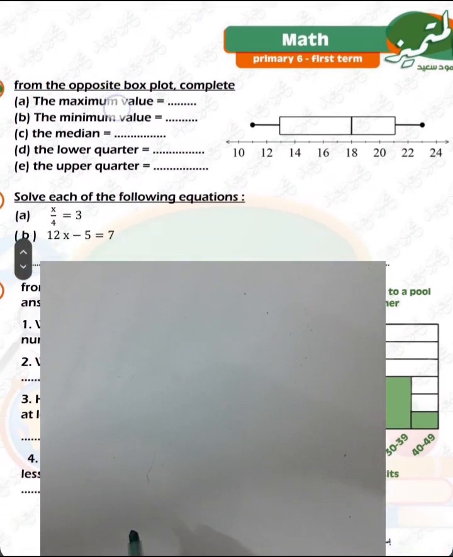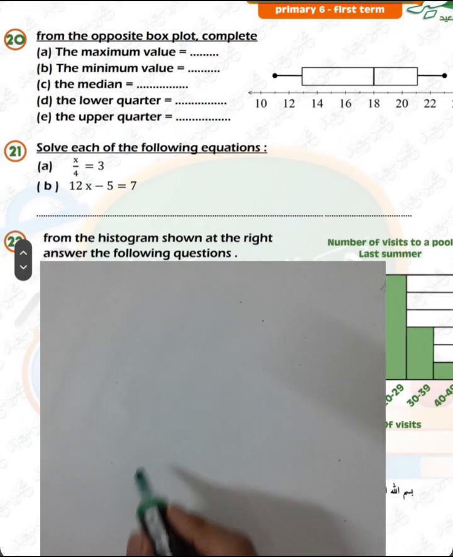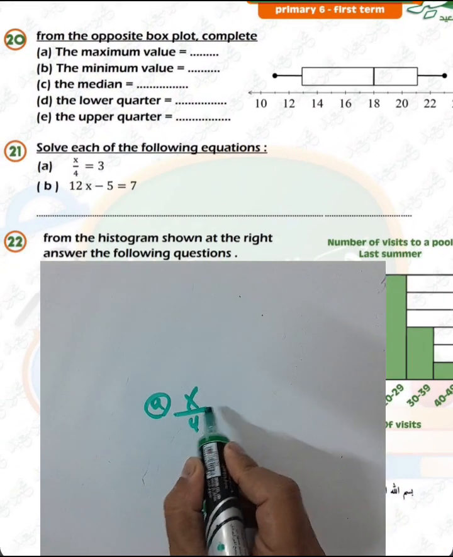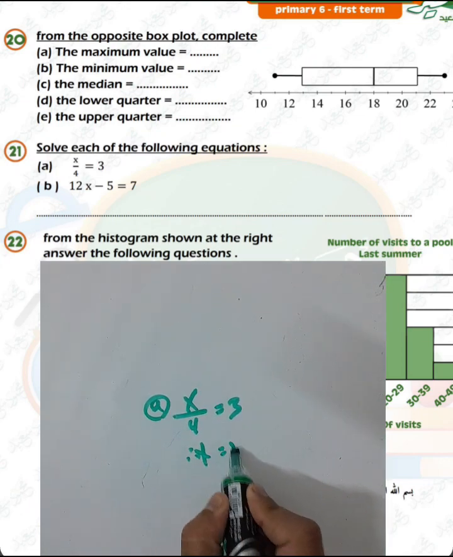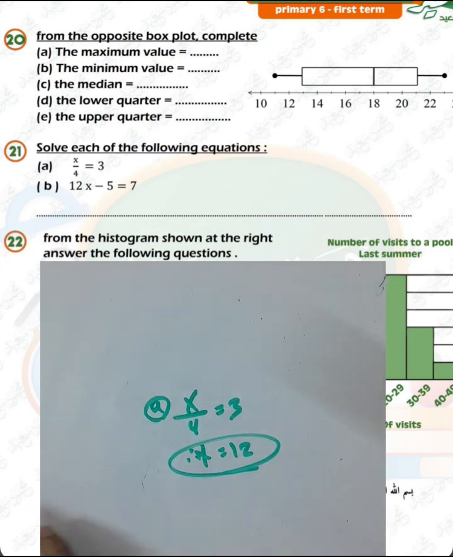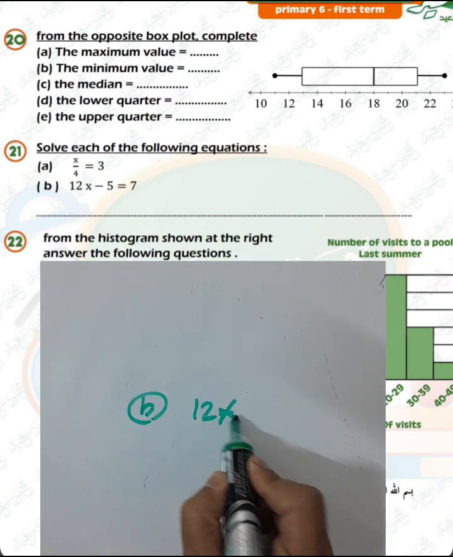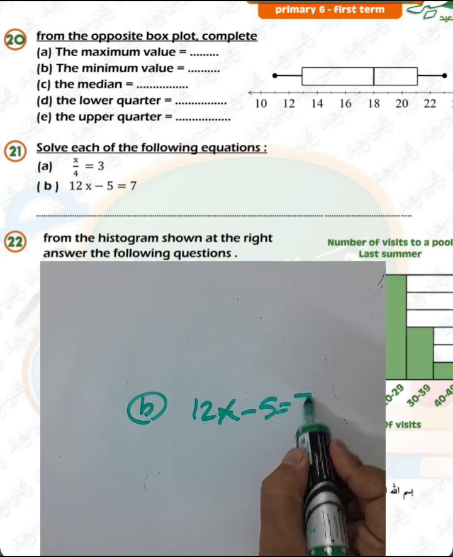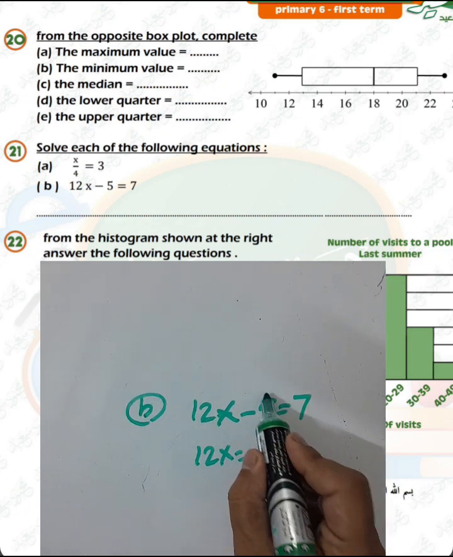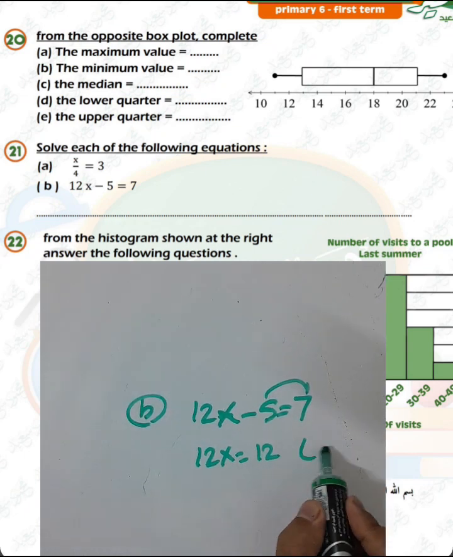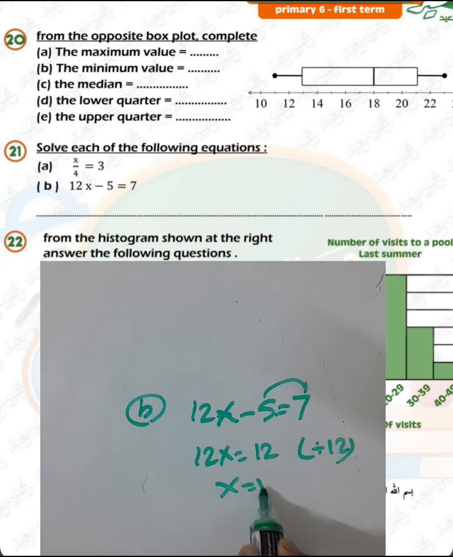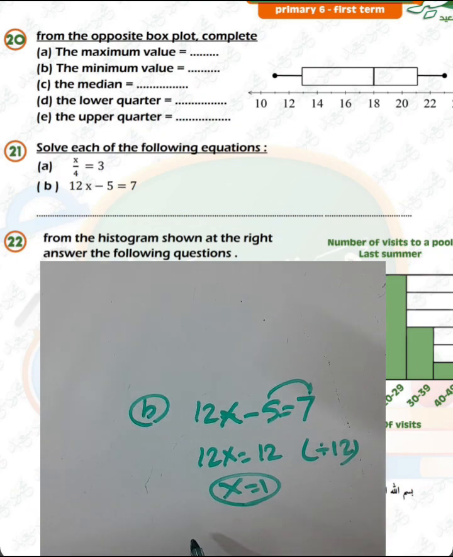Next question, solve each of the equations. x over 4 equals 3, then x here will be 12, since 12 divided by 4 equals 3. Letter B, 12x minus 5 equals 7, then 12x equals 7 plus 5, which is 12. 12 divided by 12 will be 1. The result here will be 1.